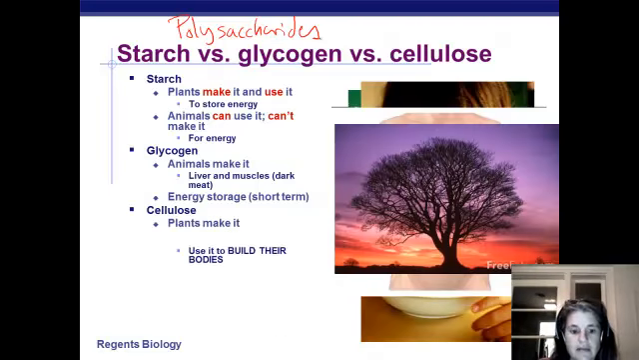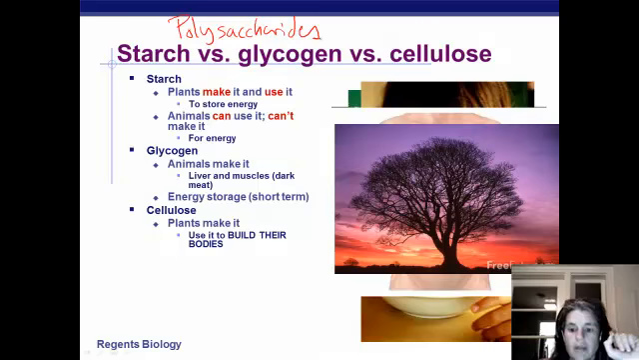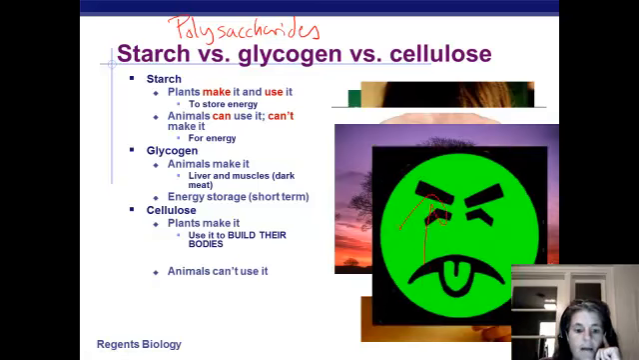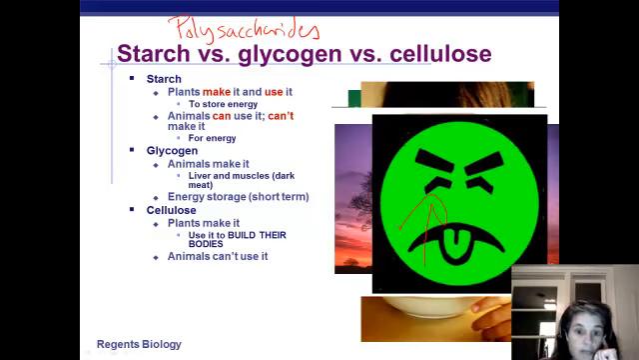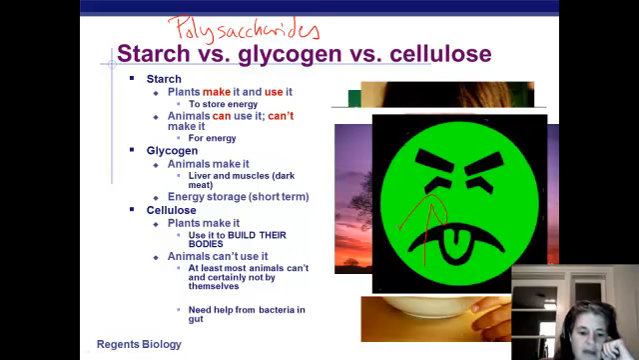Cellulose, plants make it and use it to build their bodies. This beautiful tree is built of cellulose. Animals cannot use it, at least most animals can't, unless they have bacteria that are helping them out with that. Then they can use it.